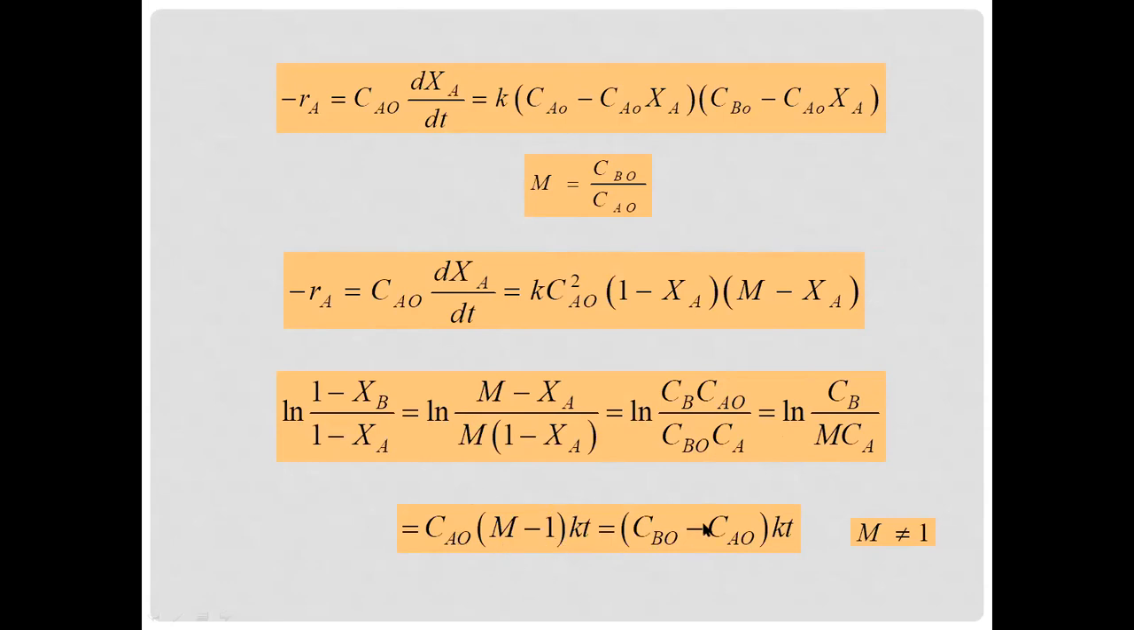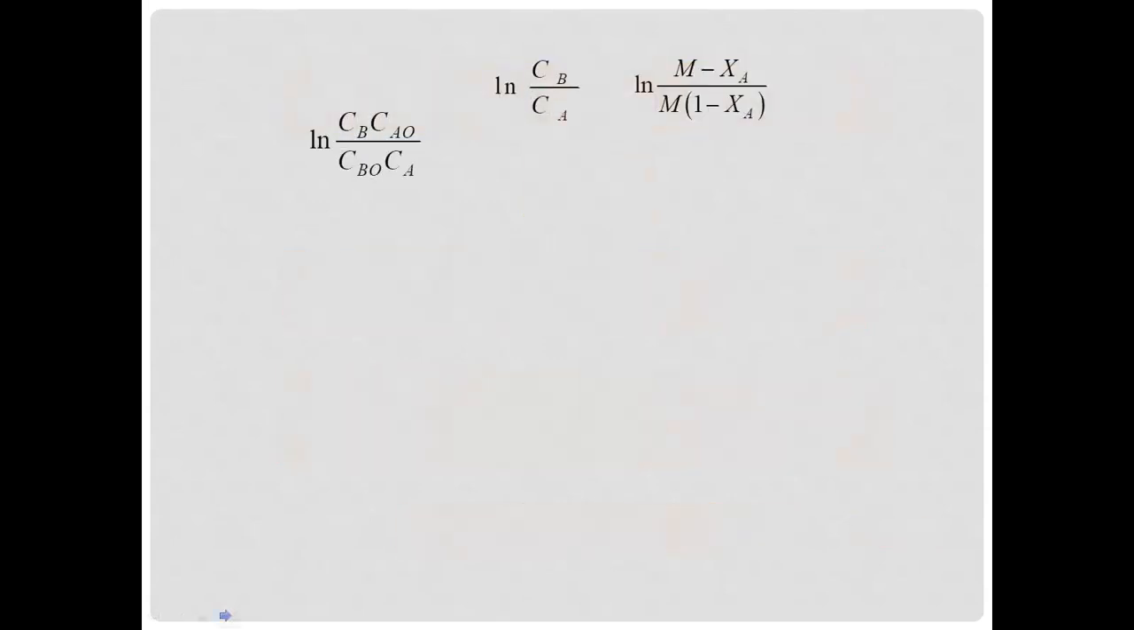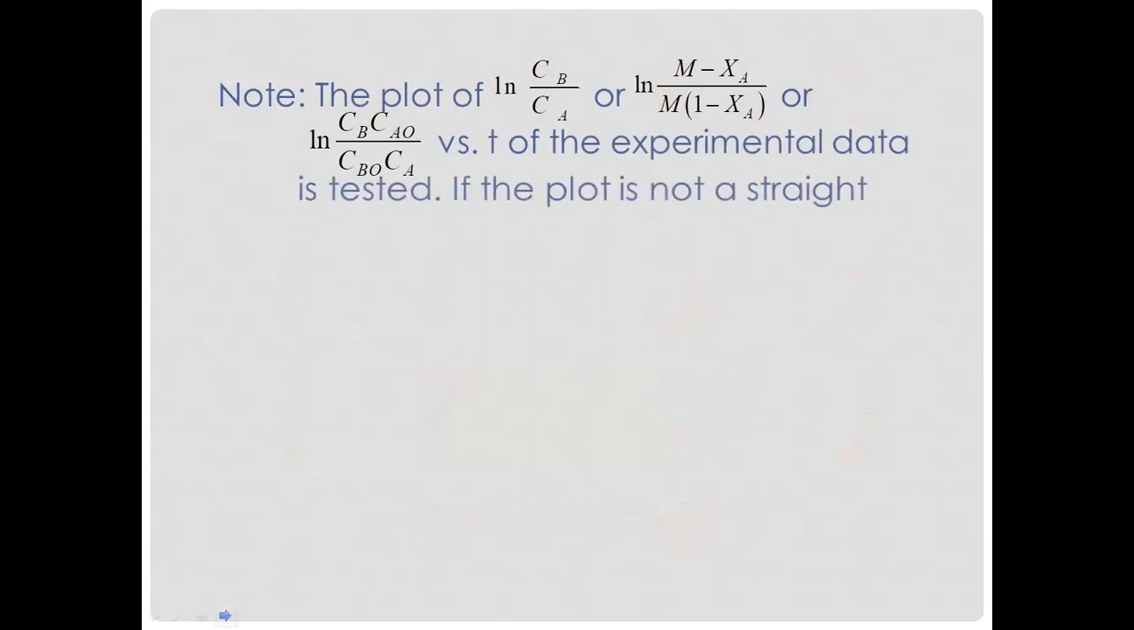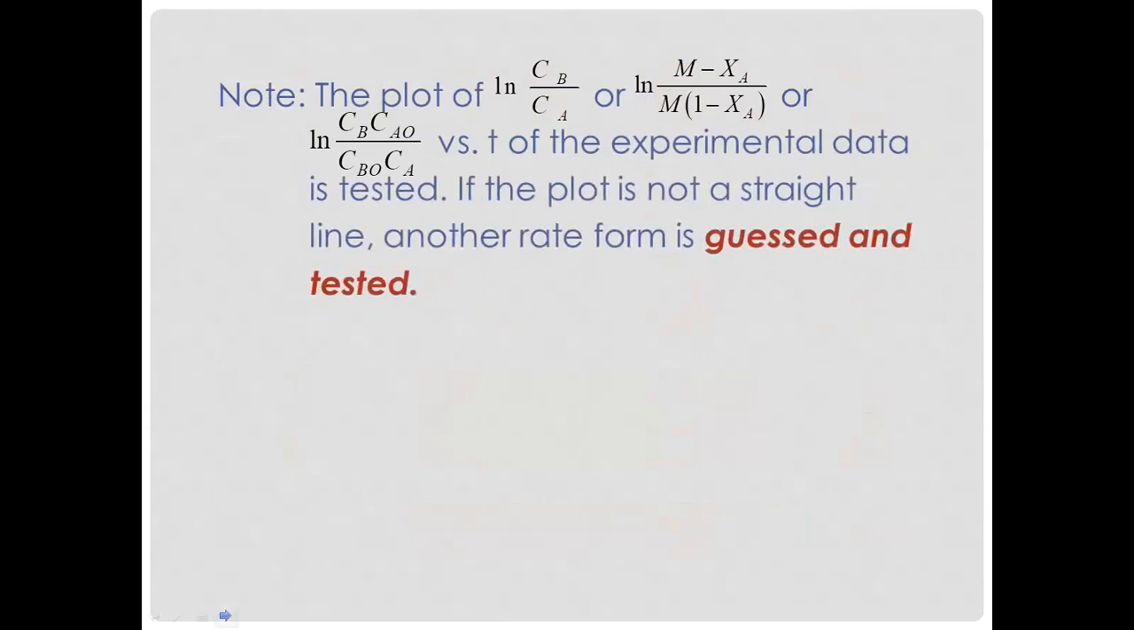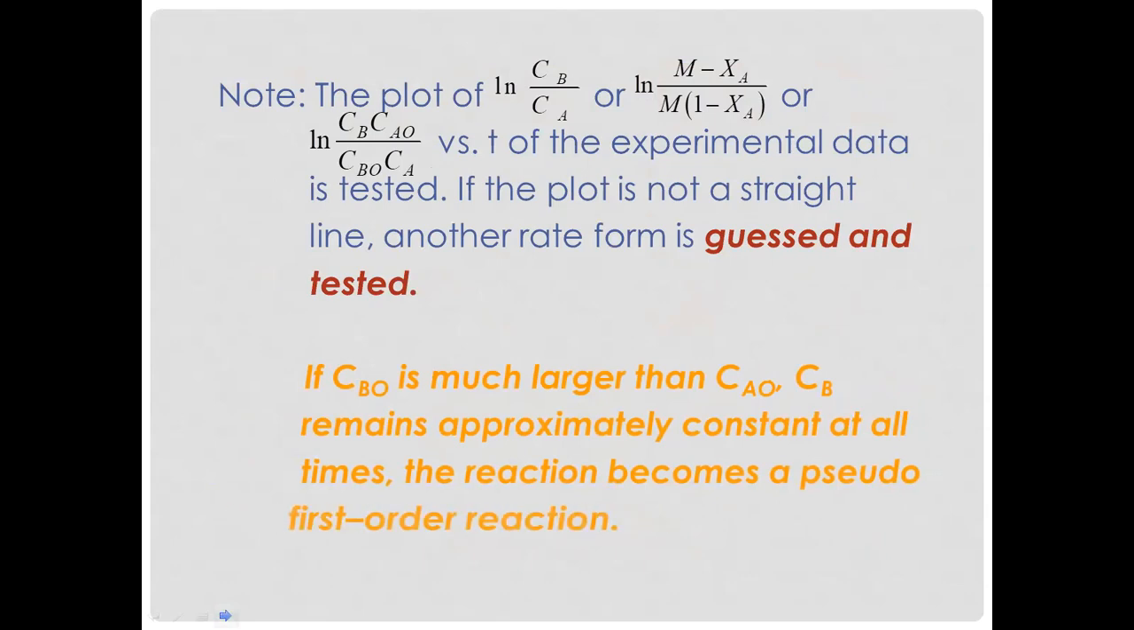For all these representations, your line should have a y-intercept equal to 0. So this is how the testing of the guessed rate law is to be done. So this is how you're going to do it. Now, if it's not like that, then you have to guess another rate law appropriate for your given set of experimental data.